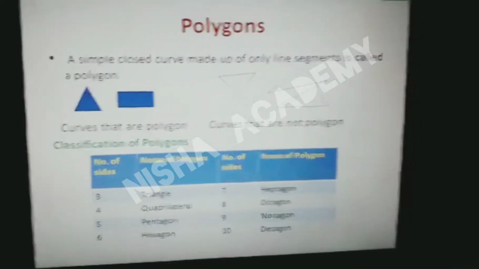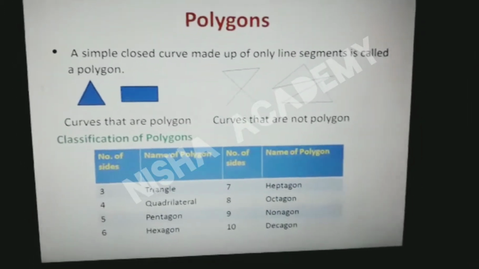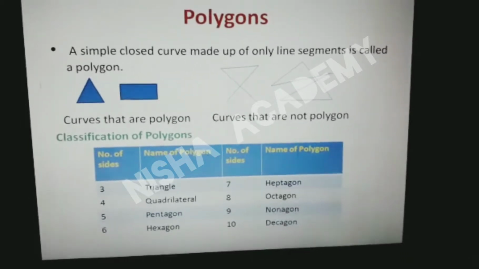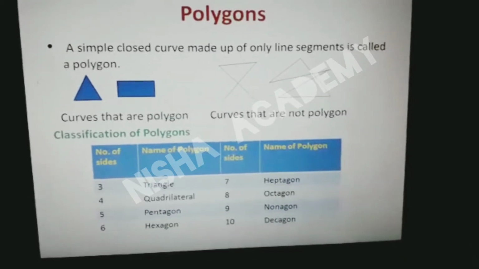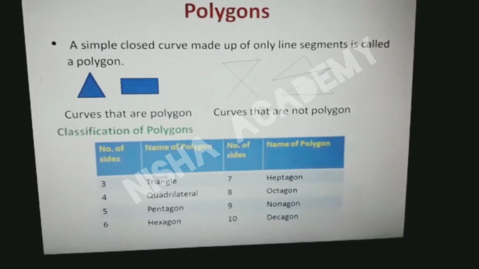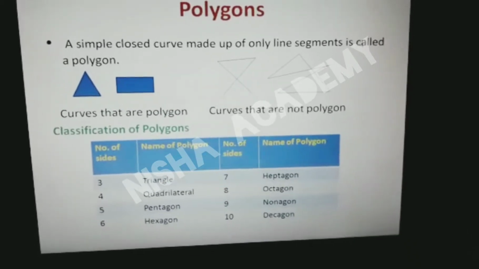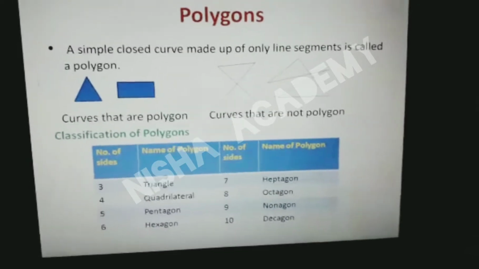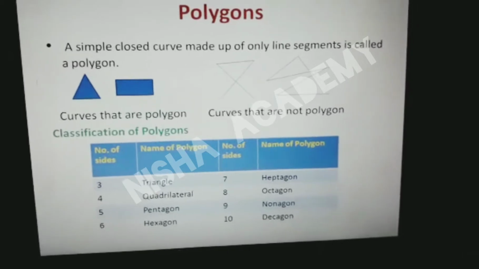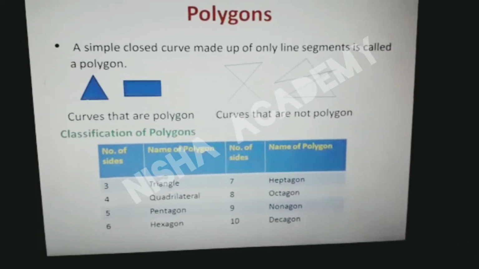Our next and most important point is polygons, on which the whole chapter you are going to study. Polygon means what? A simple closed curve made up of line segments is called a polygon. You need to remember that it is a simple closed curve. Closed curve means the figure encloses an area and it is made up of line segments.